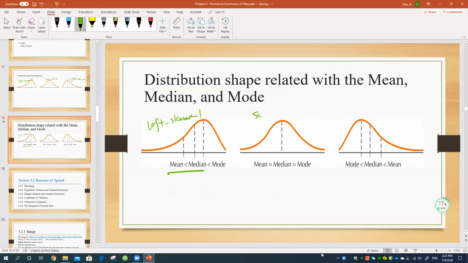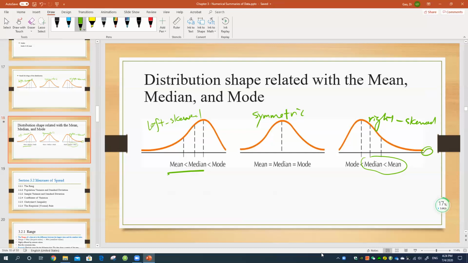And then symmetric, they're all equal. Mean equals median equals mode. And then for the right skewed, you have mode smaller than median, smaller than mean. Why is the mean larger? Because you have some unusual large numbers towards the right tail, and those large numbers are going to drag the average towards them, because you add in some really large numbers, so you shift to the right side. That makes the mean more than the median. So when we have mode smaller than median, smaller than mean, then it's right skewed.